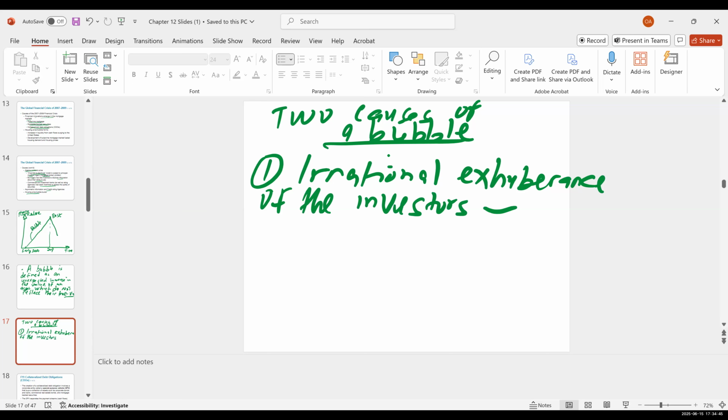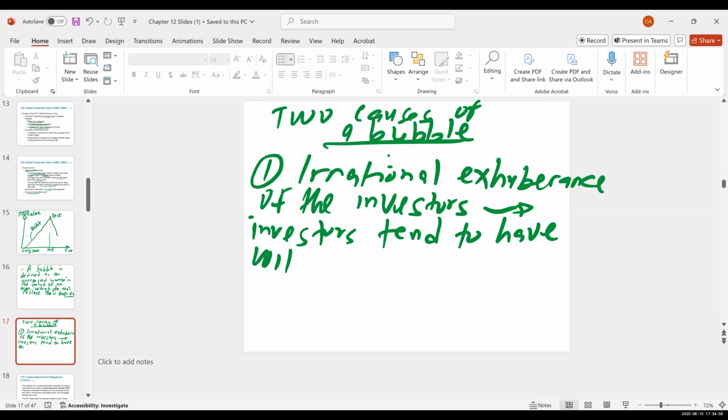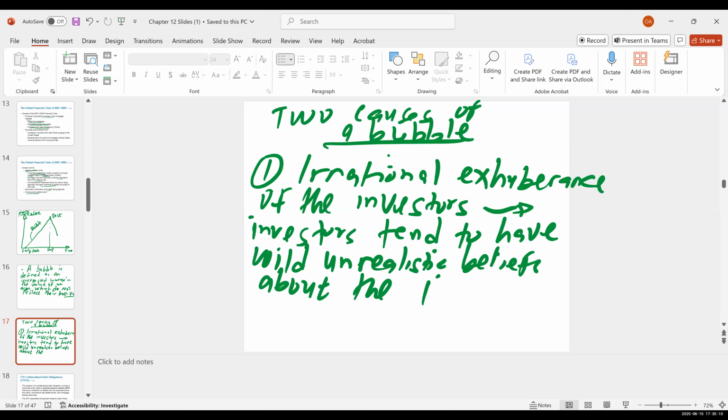So what do we mean by this? This basically means the idea that investors tend to have unrealistic beliefs about the future value of an asset.